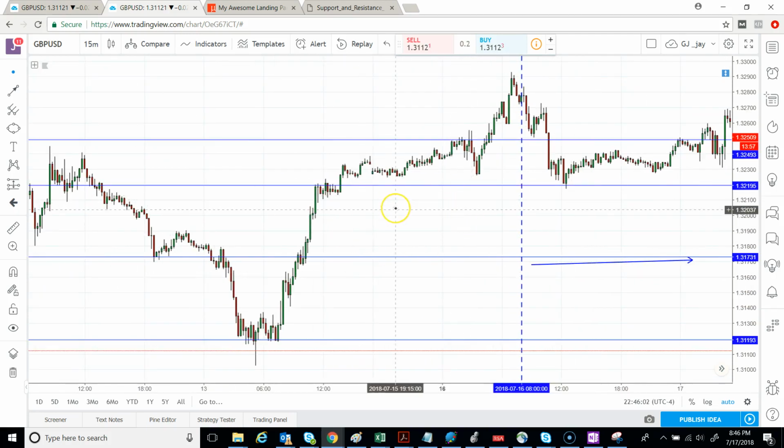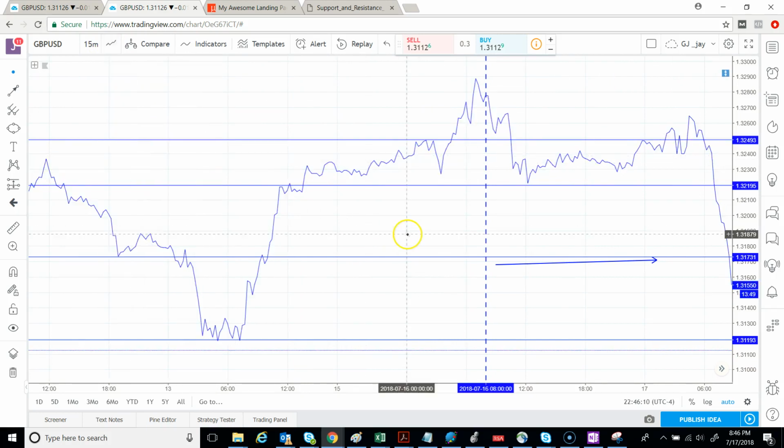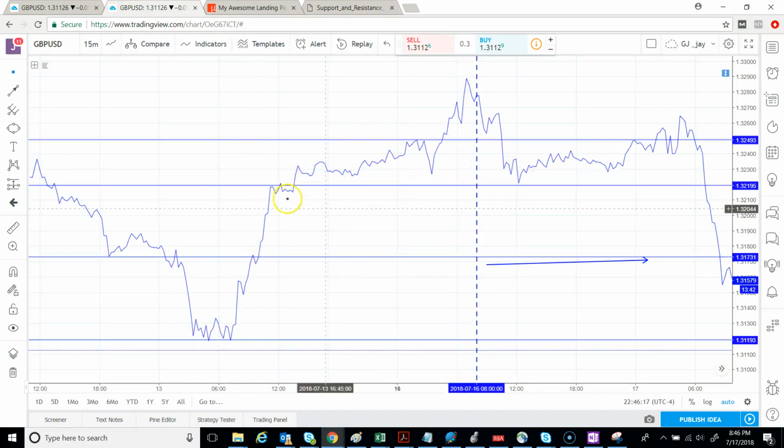That's more advanced, so don't let all this stuff get to your head. For now, just do the exercise that I said. Use the lines that I gave you in the sheet. Mark up your supports and resistance, whatever you see relevant, right? There's no true right answer.